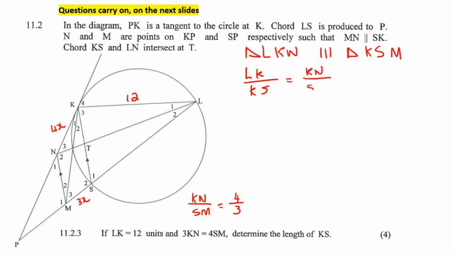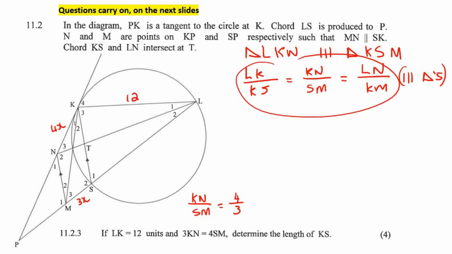So I'll do that, and then that. And then you must give a reason for this, and here you can just say similar triangles. There are other reasons as well. Sometimes I say corresponding sides in proportion, things like that. So what I would then do is fill in whatever they've given us. We know that LK is 12. KS, do we know anything about KS? No, we don't, so that's okay.